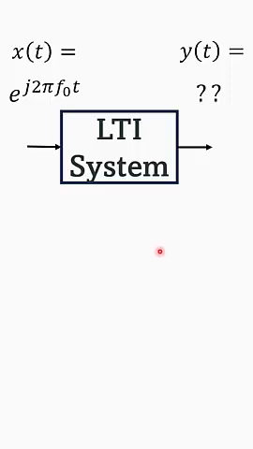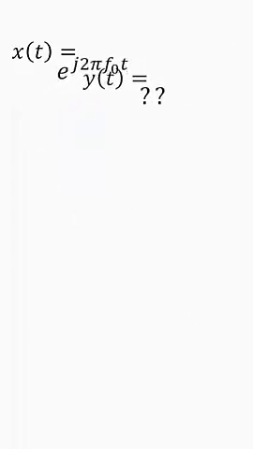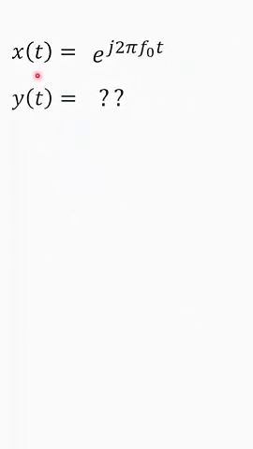That's the question. To find out the answer, we rely on two representations of the LTI system, which is nothing but the impulse response h(t) and its corresponding frequency response H(f). Now let's go back to the question. Given x(t) = e^(j2πf₀t), it is passed through an LTI system. What is the output?